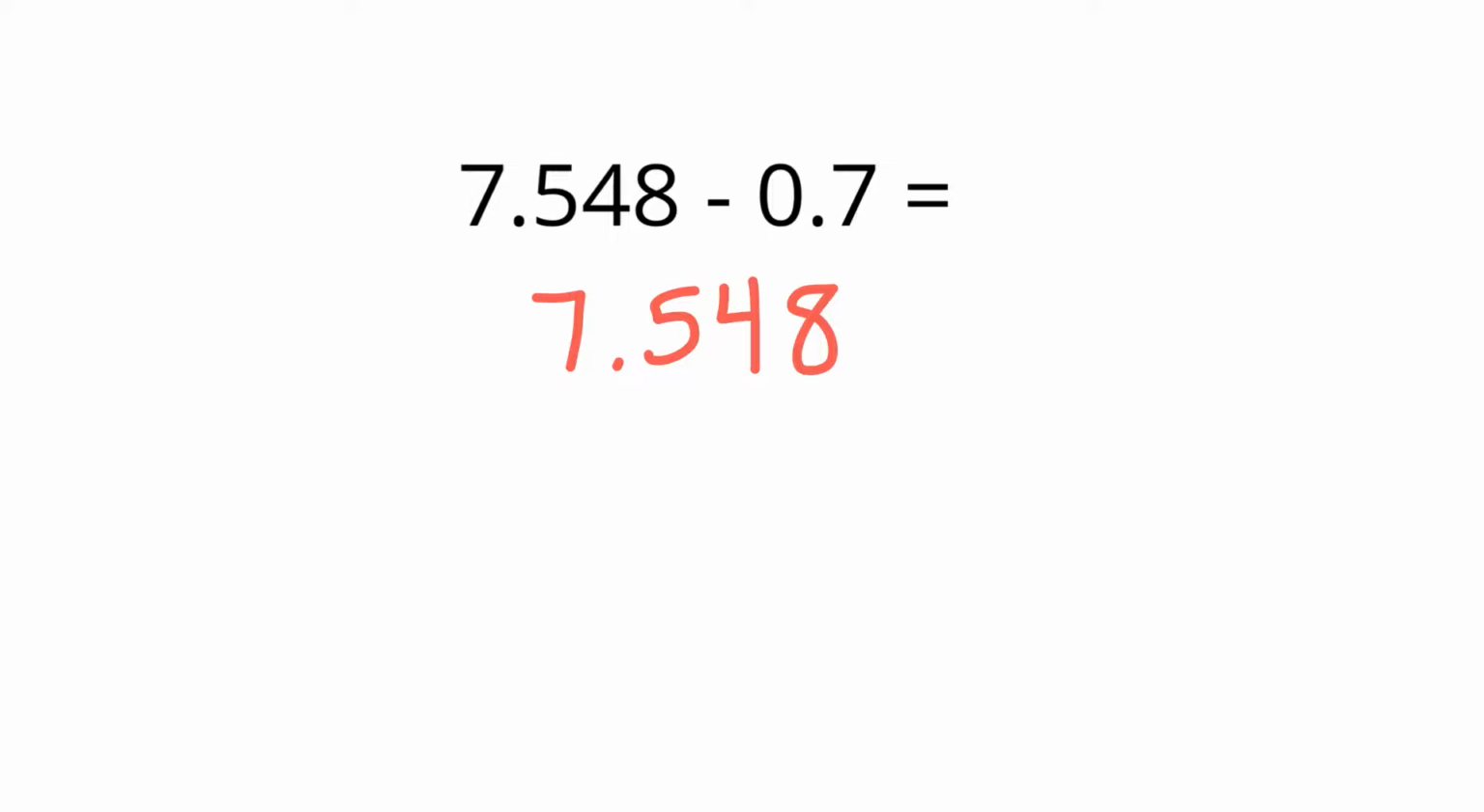So the first thing I'm going to do is write my 7.548. The next thing I'm going to do is place my decimal point here just so that I know where it is, and write 0.7. Because I have nothing underneath the 4 and the 8 here, I'm going to add in zeros as placeholders to make my life easy. I'm then going to subtract these. I'm going to place my decimal down here in my answer just to make sure I don't forget it.